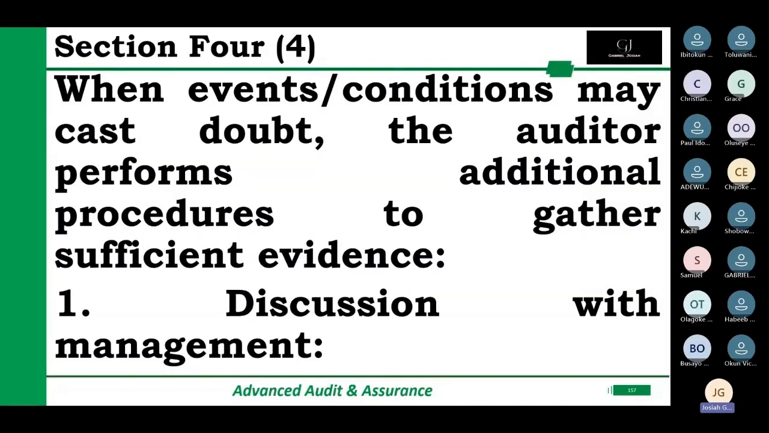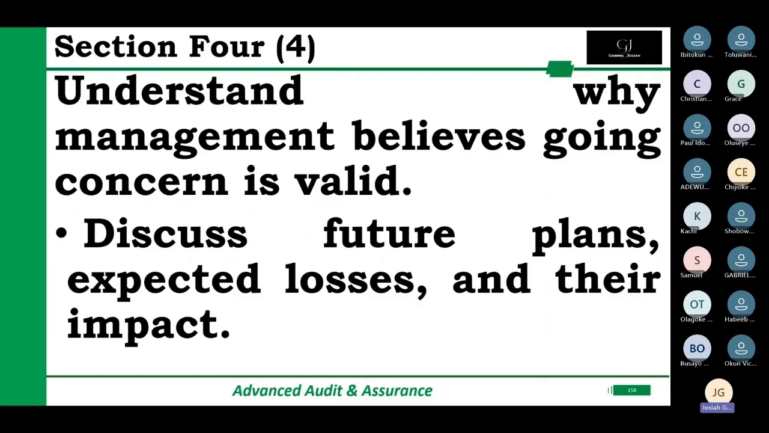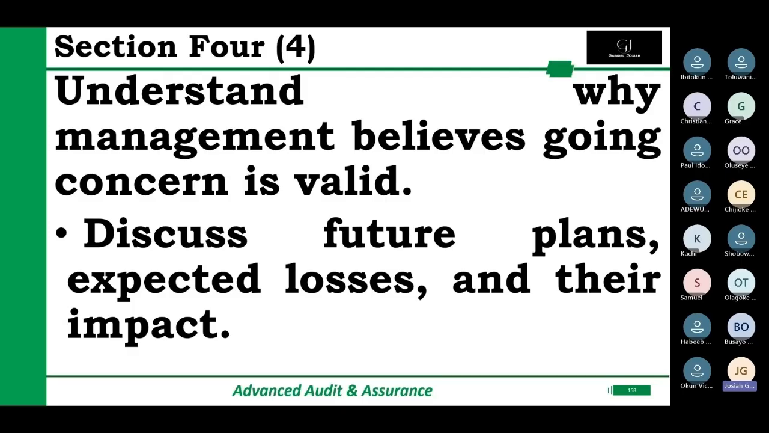So when events and conditions may cast doubt, the auditor needs to perform additional procedures to gather sufficient appropriate audit evidence. And when he has doubt around this, he needs to discuss with management and those charged with governance on his doubts. Some of these doubts may be triggered by disturbing findings in the financial statements. He also needs to understand why management believes going concern is valid as against his facts and findings. He needs to discuss with them, understand how come from what I'm seeing, the KPIs, the CSFs that are red, you are saying is green. He needs to understand why.